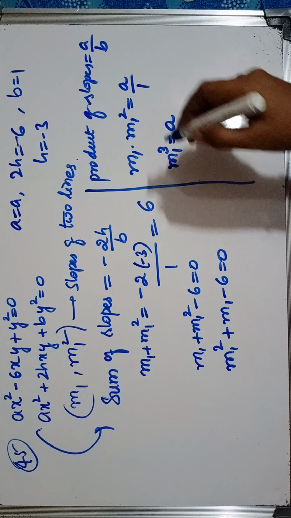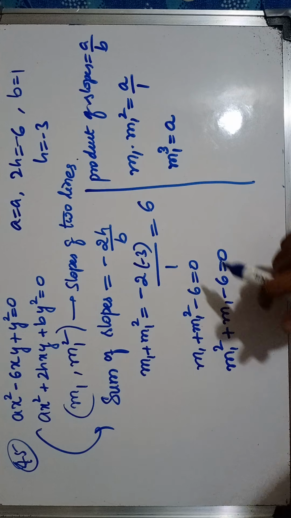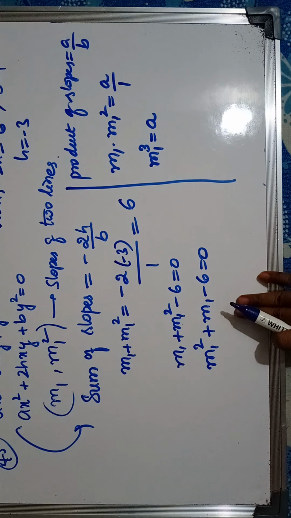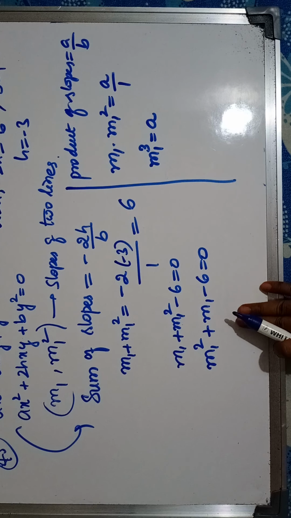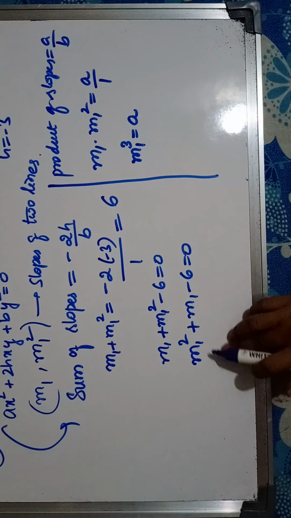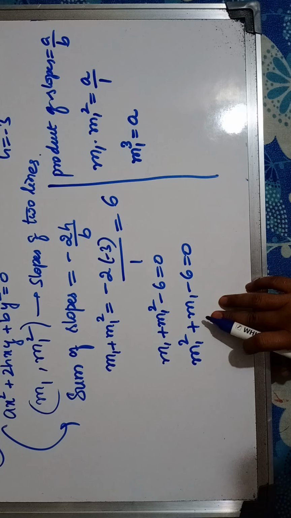Now keep this aside as it is. Now solve this quadratic equation in terms of m1. ಸಾಲ್ವ್ ಮಾಡಿ, multiply ಮಾಡಿದ್ರೆ -6 ಬರಬೇಕು, add ಅಥವಾ subtract ಮಾಡಿದ್ರೆ +1 ಬರಬೇಕು. Which are the factors? 3 and -2.